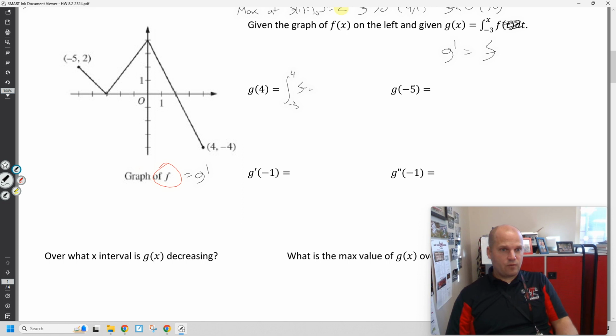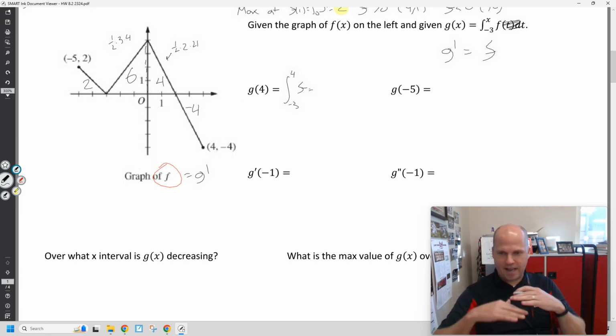I'm starting at -3. This is a base of 3, height of 4. So 1/2 times 3 times 4 is going to be 6. Stopping there. This is a base of 2, height of 4. So that's 1/2 times 2 times 4, which is 4. This is a base of 2, height of -4. That's going to be -4. This is a base of 2, height of 2. That's going to be 2.